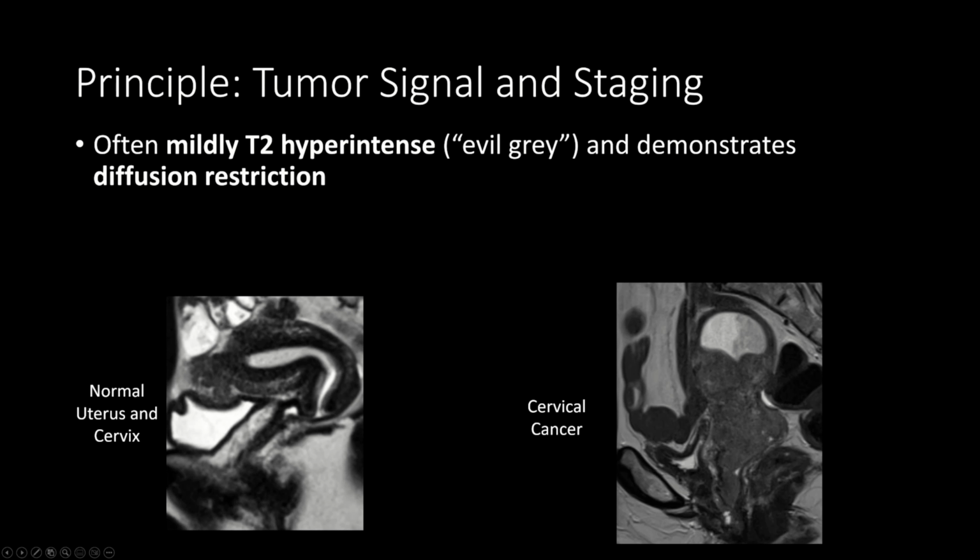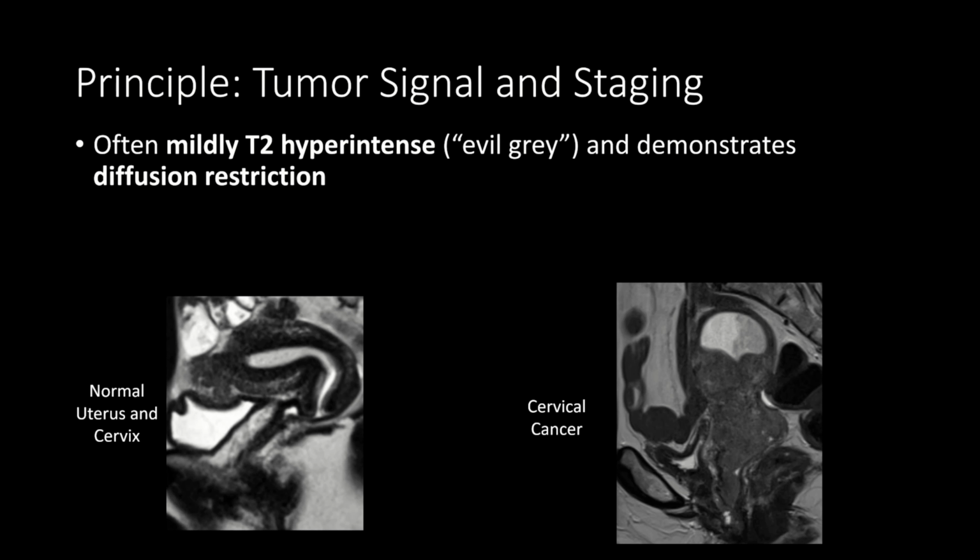This is involving the cervix, or replacing the signal that we see in the cervix here, involving the lower uterine segment and extending down the anterior vagina here as well. So train your eye to recognize this mild T2 hyperintensity or intermediate T2 signal, also referred to as evil gray. Again, compare the normal vaginal tissue that's T2 hypointense with this tumor that is extending down the vagina here on this image on the right.